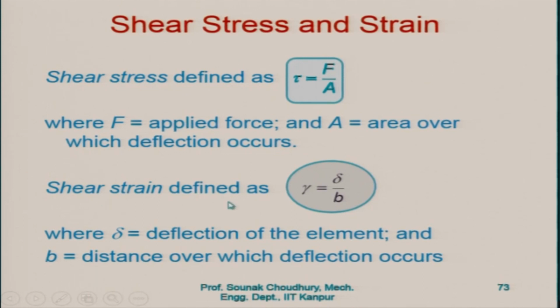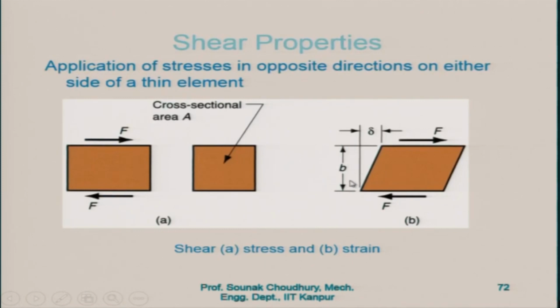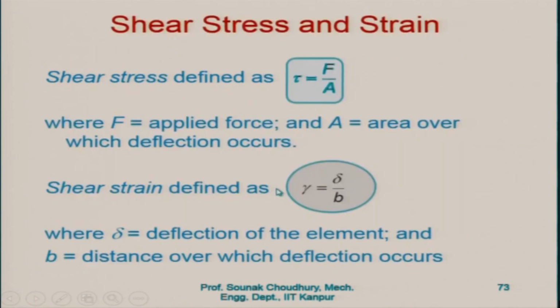Now, the shear strain is defined by delta divided by b, where b is the distance between the two layers. If we consider this layer moving with respect to this layer in the opposite direction, the distance between these two layers will be b, and the deflection of the element is delta. So, delta by b will be the shear strain. This shear strain we will actually find out during metal cutting, because in metal cutting, as you understand, the shear strain is a very important phenomenon.